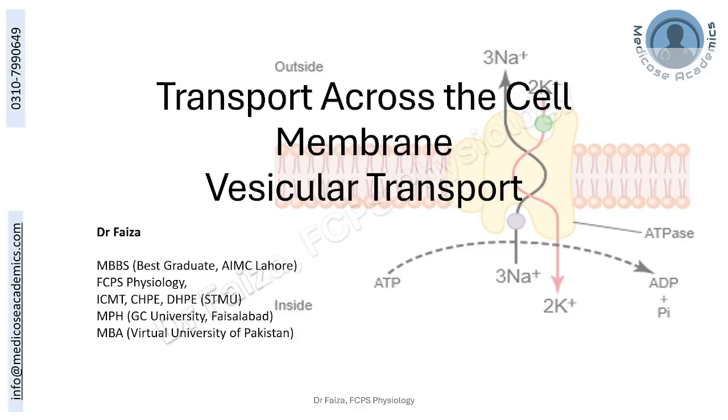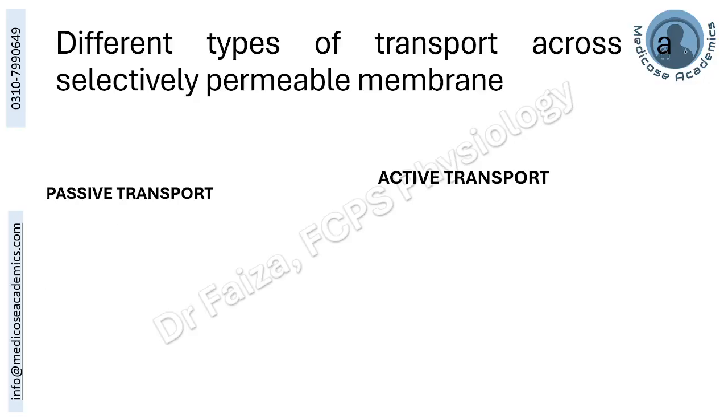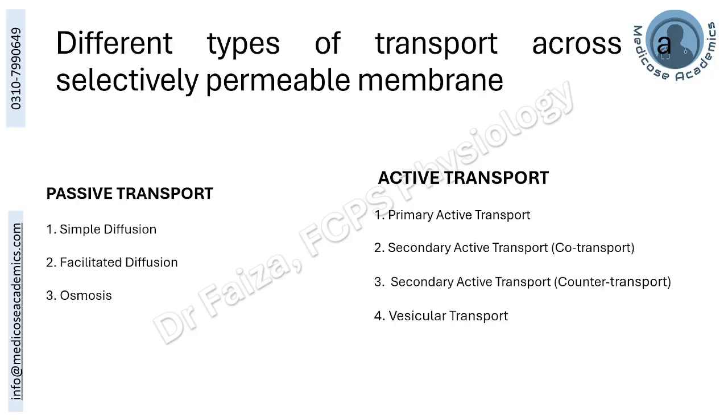So, the transport across the cellular membrane, and we are going to discuss the vesicular transport. As we know, the transport can be passive or active transport. Vesicular transport is a type of active transport, where small lipid-soluble substances move by simple diffusion, small polar molecules move by facilitated diffusion, water moves by osmosis. Similarly, ions move by primary active transport, and ions and polar molecules move by secondary active transport.